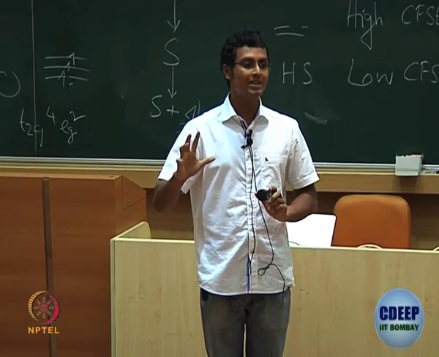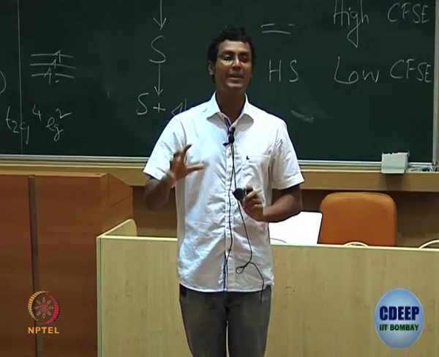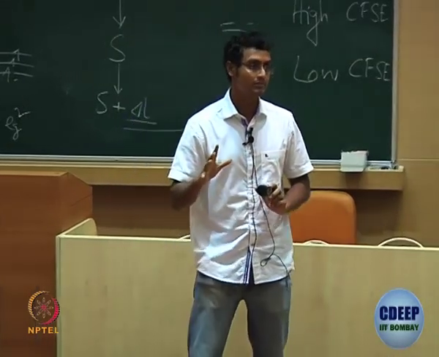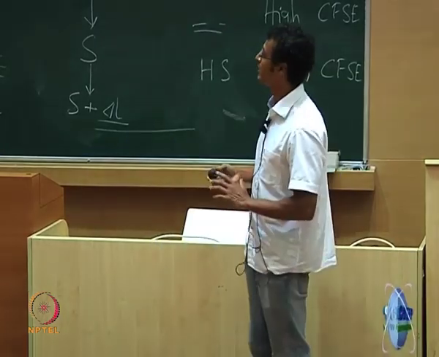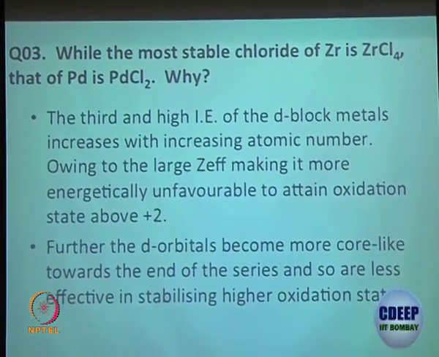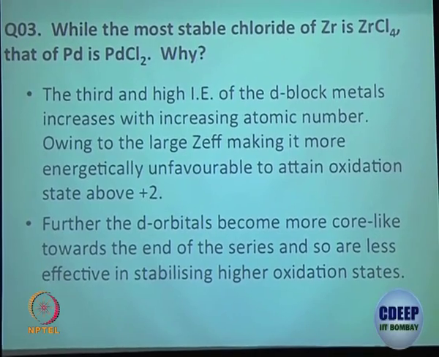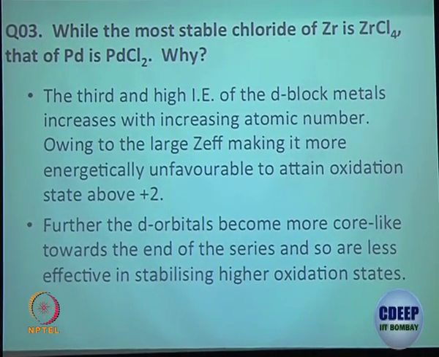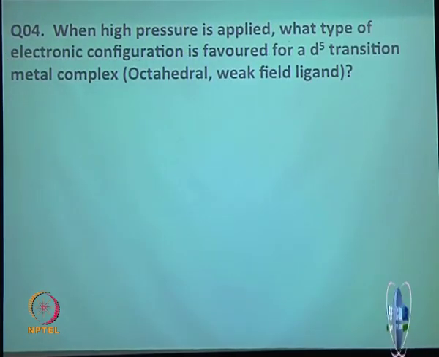Removing the last, third electron, fourth electron, becomes extremely difficult, because Z effective is higher and it pulls them in very tightly. These d electrons become more of a core. Why is it difficult? It becomes part of the core, so much attracted that the atom does not want to leave those.